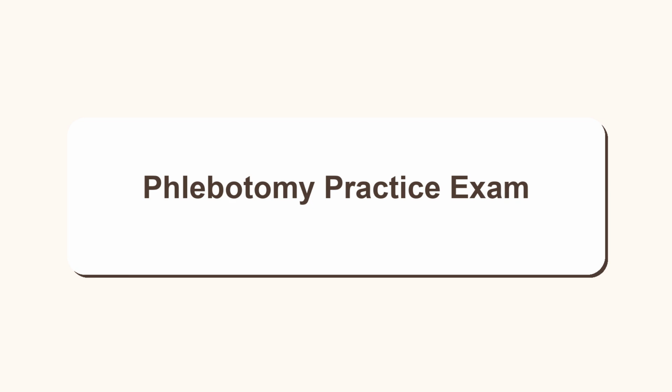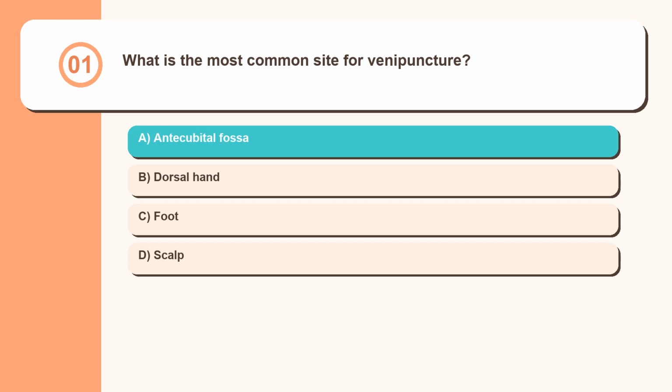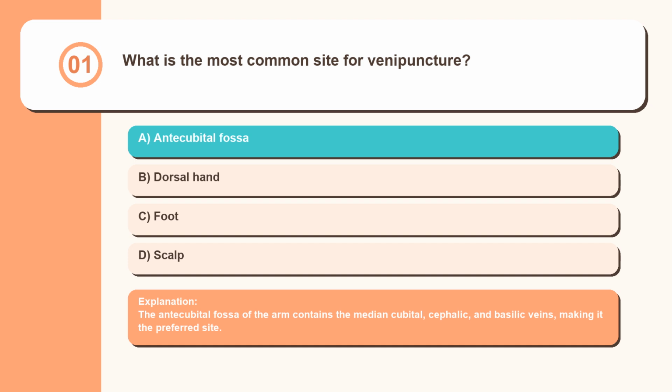Phlebotomy practice exam. Question 1. What is the most common site for venipuncture? Antecubital fossa, dorsal hand, foot, scalp. The antecubital fossa of the arm contains the median cubital, cephalic, and basilic veins, making it the preferred site.